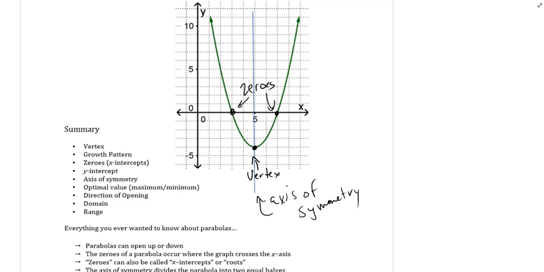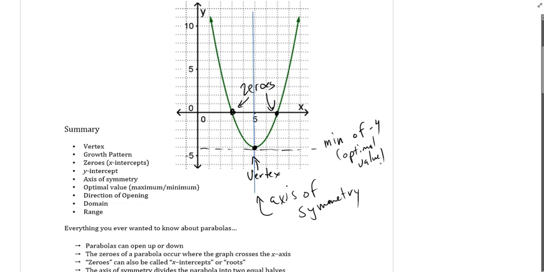The optimal value, the maximum or minimum. What's the minimum value of this graph? It happens at the vertex, exactly. So this graph will never go below that point. It's -4 in this case, but it could kind of be anything. So this one is a minimum of -4, and that's the optimal value. Sometimes we call it the optimal value. Sometimes we call it the max or min.